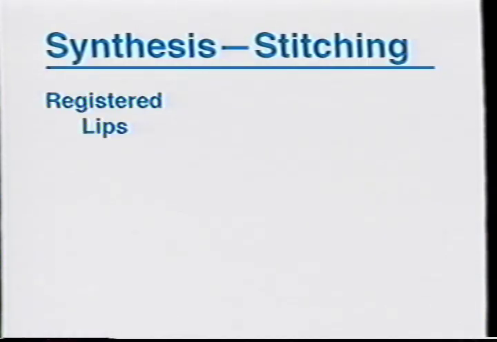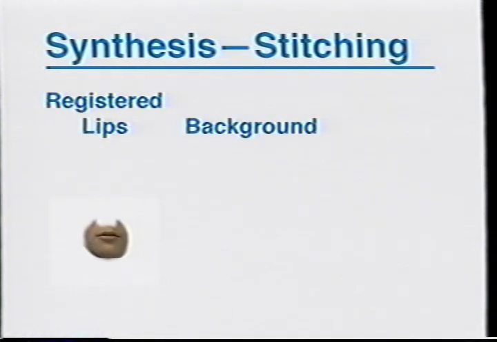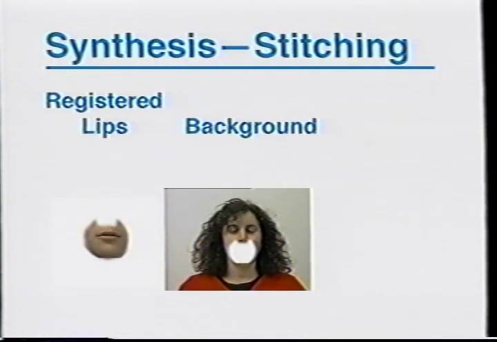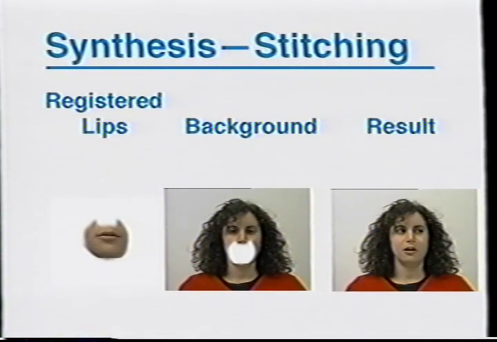Finally, video rewrite stitches the combined lip sequence into the background face. This is video rewrite. To do this, video rewrite removes the mouth from a sequence of background images and adjusts the jawline to accept the new utterance. It then stitches the new lips into the background to create the final animation.